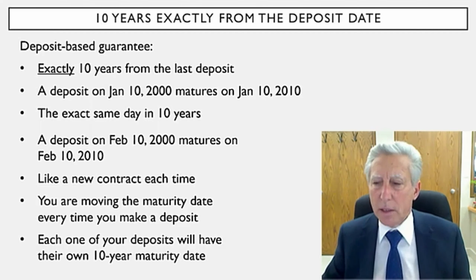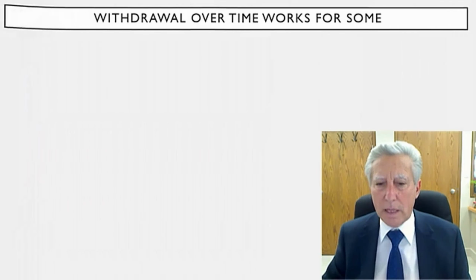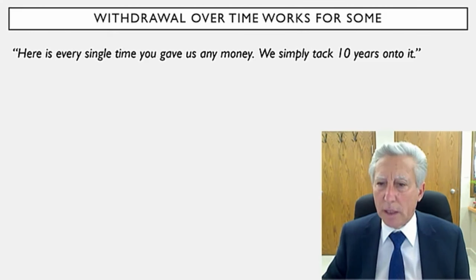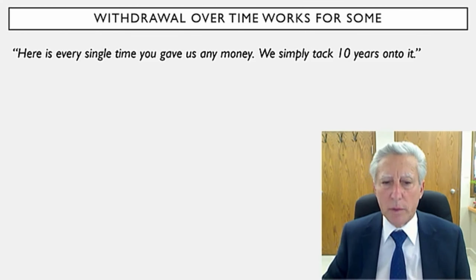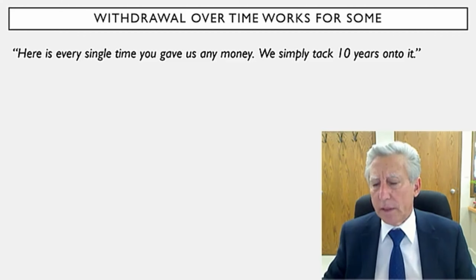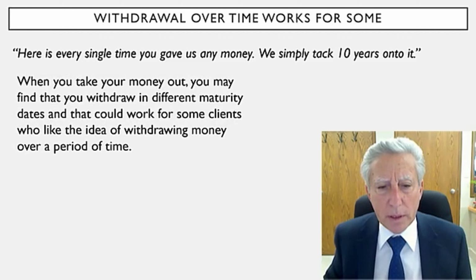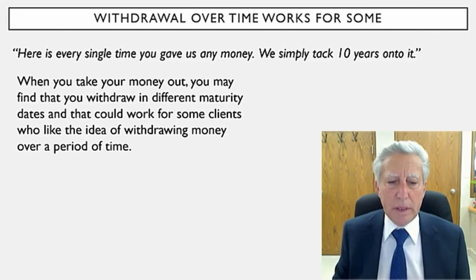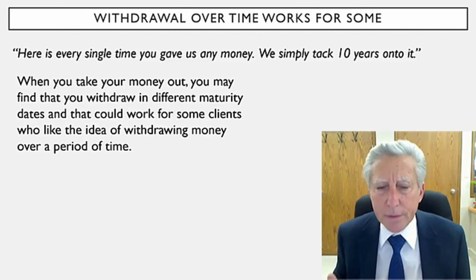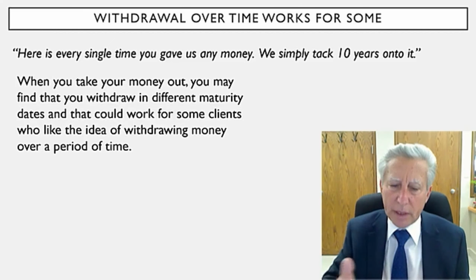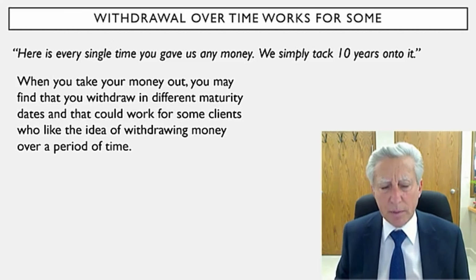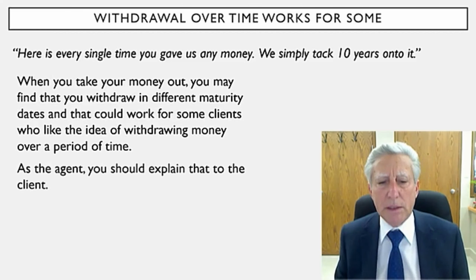Versus a policy base, which is all basically 10 years from last deposit, December 31st. Here, every single time you gave us any money, we simply tag on 10 years to it, and that's it. So each one of these deposits will have, like I said, their own 10-year maturity. So when you take your money out, you may find that you're withdrawing different maturity dates. And that could work for some clients. They like the idea of basically withdrawing money over a period of time. Certainly can work for the client. That's not a problem. But you need to explain that to the client.